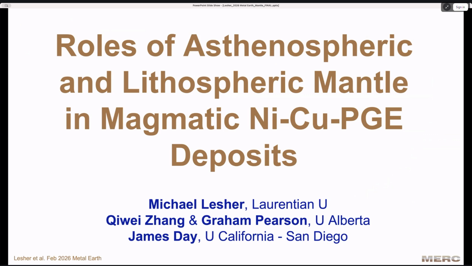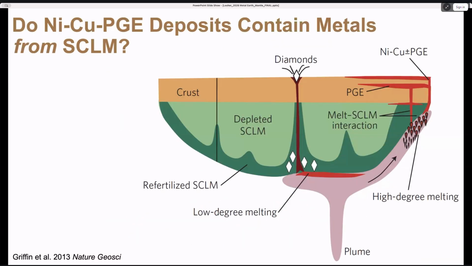And we thought we'd team up and address a problem that ore deposits people have, and that is whether or not you get any of the metals in magmatic nickel-copper-PGE deposits from basically the subcontinental lithospheric mantle. So SCLM, it's sometimes called, as I've got in the next slide, cratonic mantle. But the idea is this is what's holding up the continents. This is solid mantle, not convecting asthenospheric.